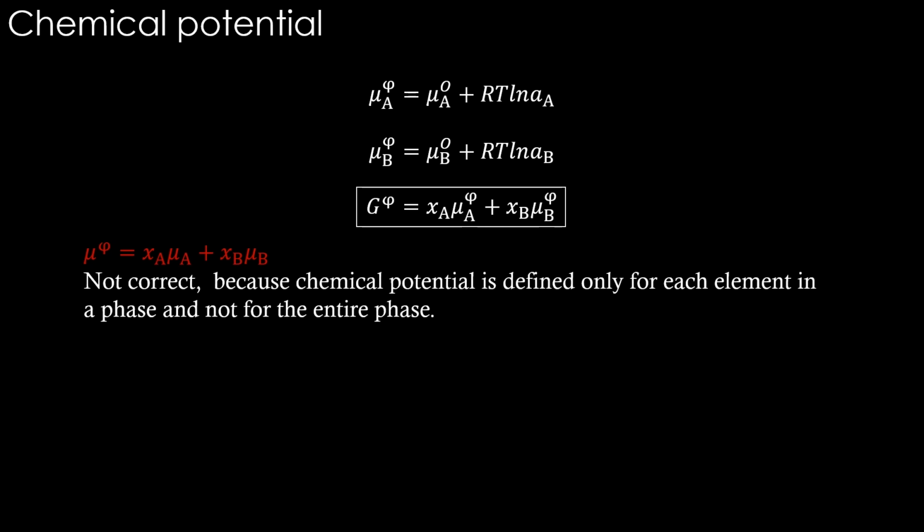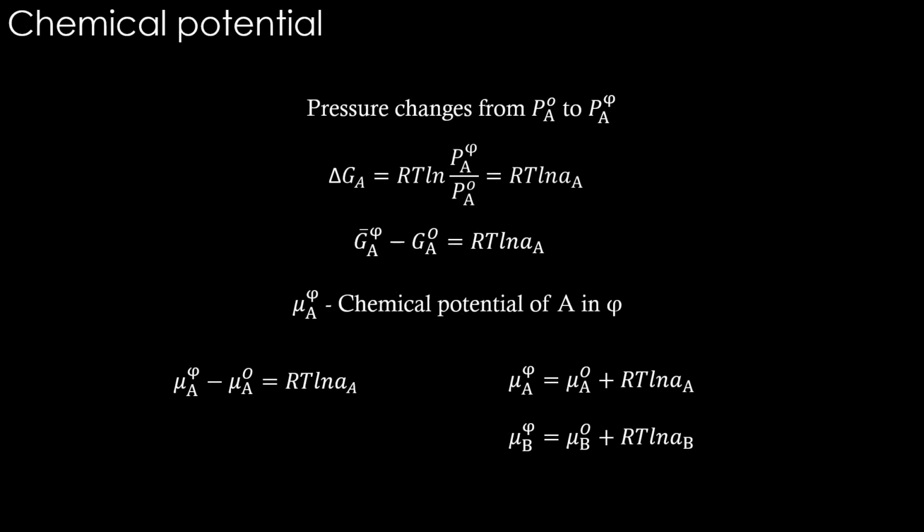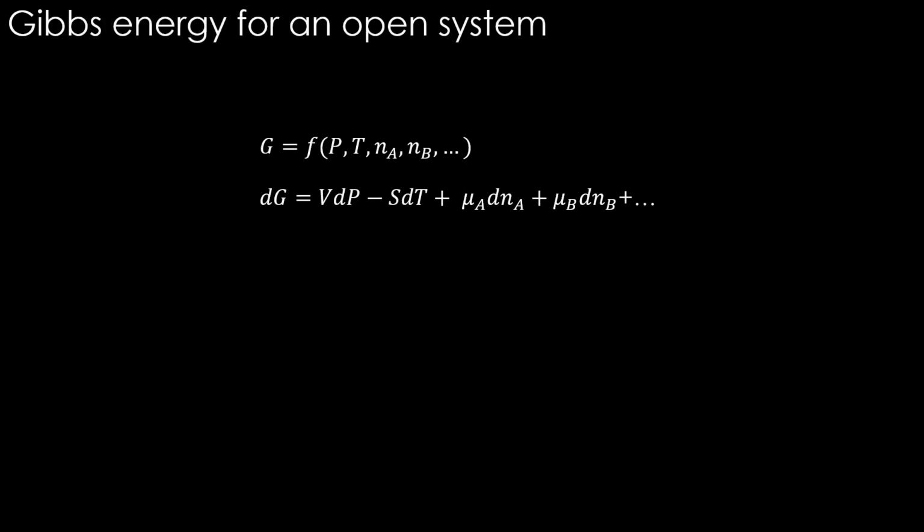Recall that we started the derivation of mu A from VdP minus SdT. Therefore, for mu B, that is for the behavior of orange atoms, again the entire thing applies totally independently. Therefore, only VdP minus SdT is not going to give the total Gibbs energy change. P and T alone are not enough. Gibbs energy is a function of number of A and B atoms, or the number of moles of A and B atoms, isn't it? Which involves chemical potential. In subscript notation, we can represent it like this.